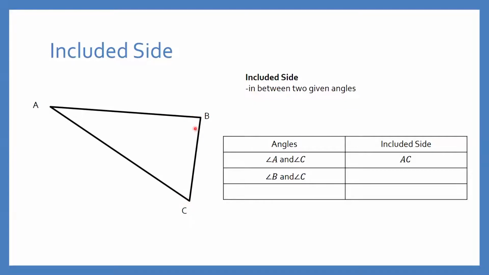Another one is angle B and angle C. As we can see, the common side is BC. And we have angle A and angle B, so the common side is AB.